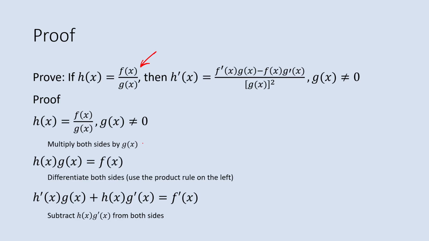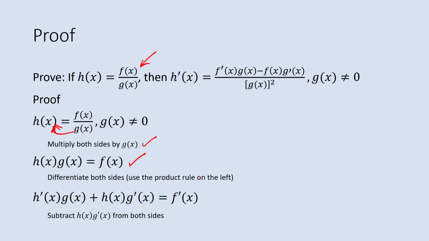Now we're going to multiply both sides by g of x, and so that has the effect of saying h of x times g of x equals f of x. Okay, so we're multiplying both sides by g of x. It sort of comes up, so to speak, on the left-hand side.